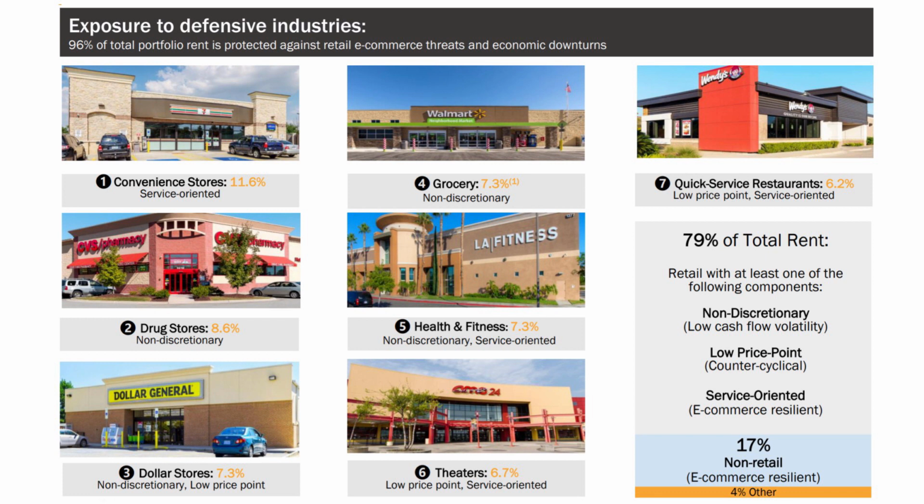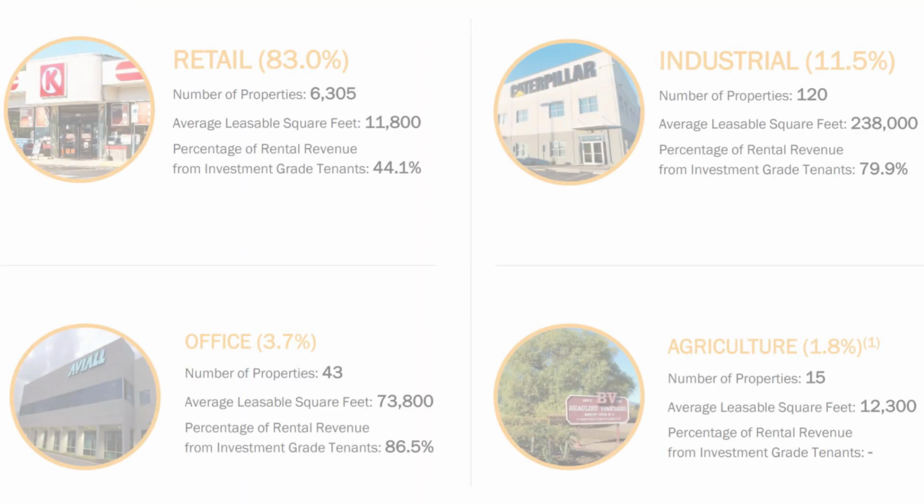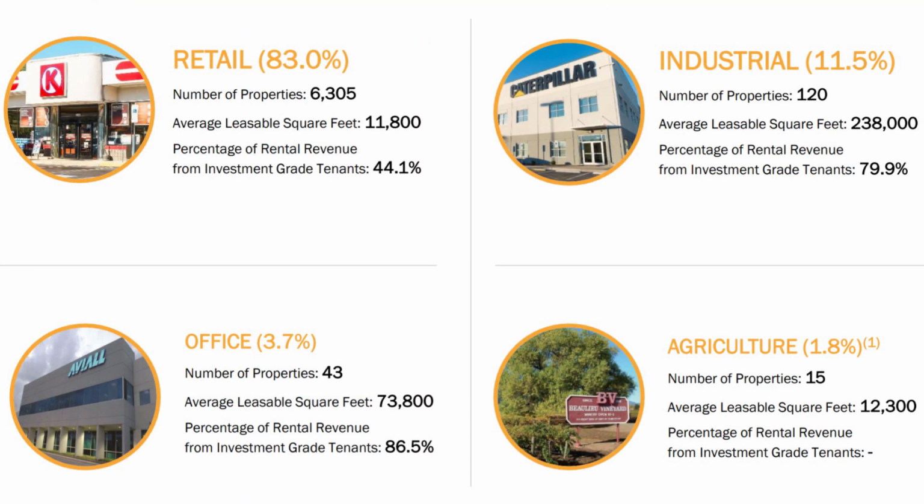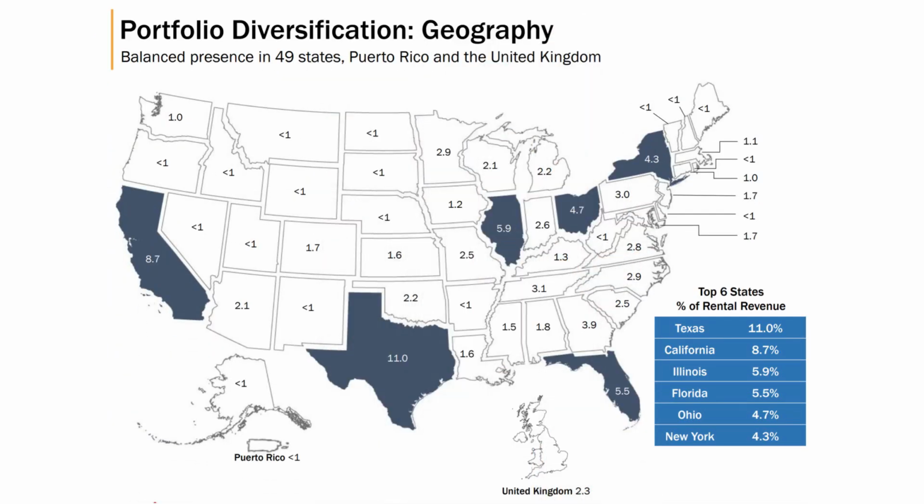Speaking of industries, Realty Income has ensured it does not have more than 11.6% of exposure to any one industry, spreading their portfolio to further ensure stability. In addition to these industries within the retail sector, which is 83% of their portfolio, they have further diversified by including industrial, office, and agriculture in their portfolio. They are also diversified geographically, as you can see in this map. Only one state, Texas, is in the double digits, and they have exposure to some extent in nearly all states and the United Kingdom.